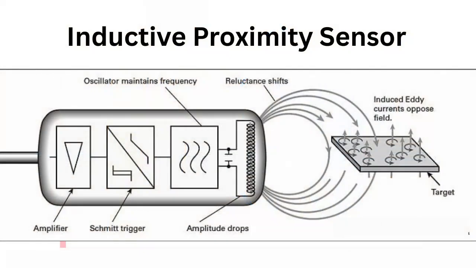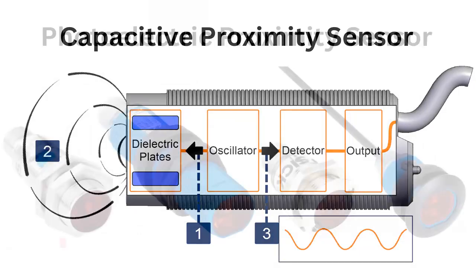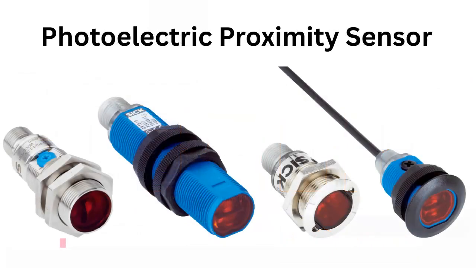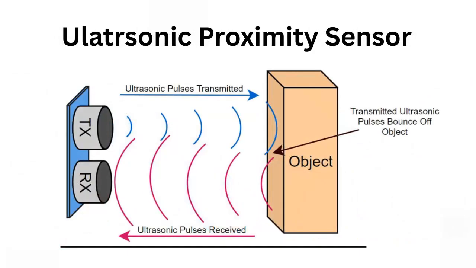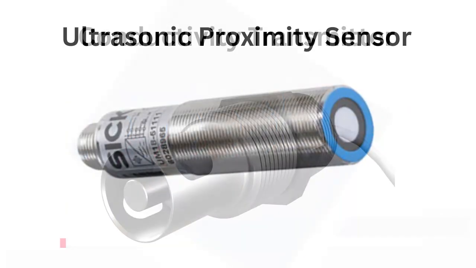Proximity transmitters detect the presence or absence of an object. Inductive types work with metal targets. Capacitive types detect any material with a dielectric constant. Photoelectric sensors use light beams, great for fast-moving objects. Ultrasonic proximity sensors use sound waves, good for transparent or irregular surfaces. Used for automation, safety interlocks, and object detection.